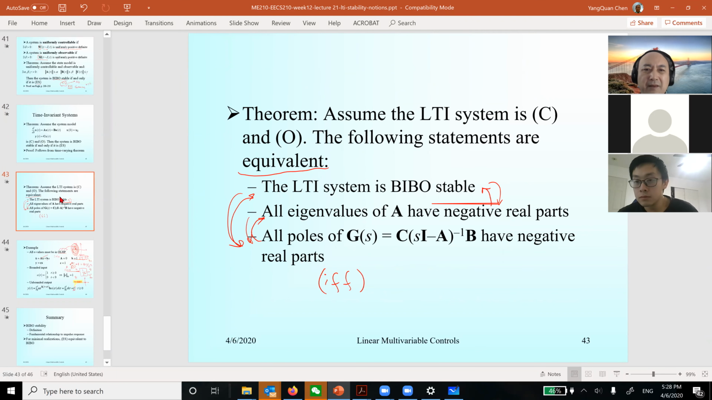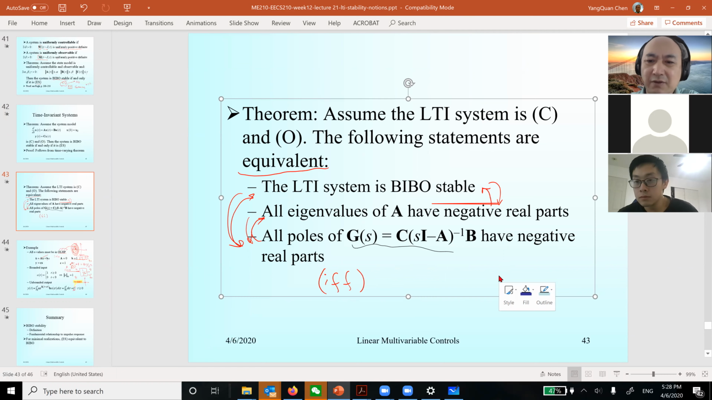So you can see stability from the input-output point of view. So this is from the IO point of view.